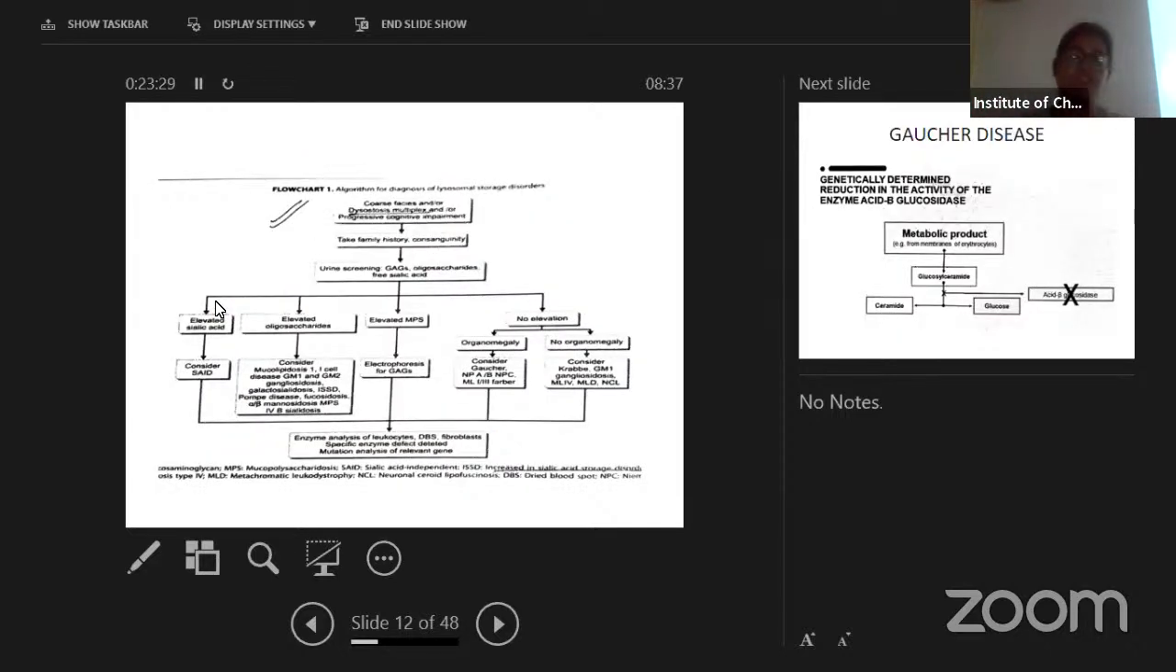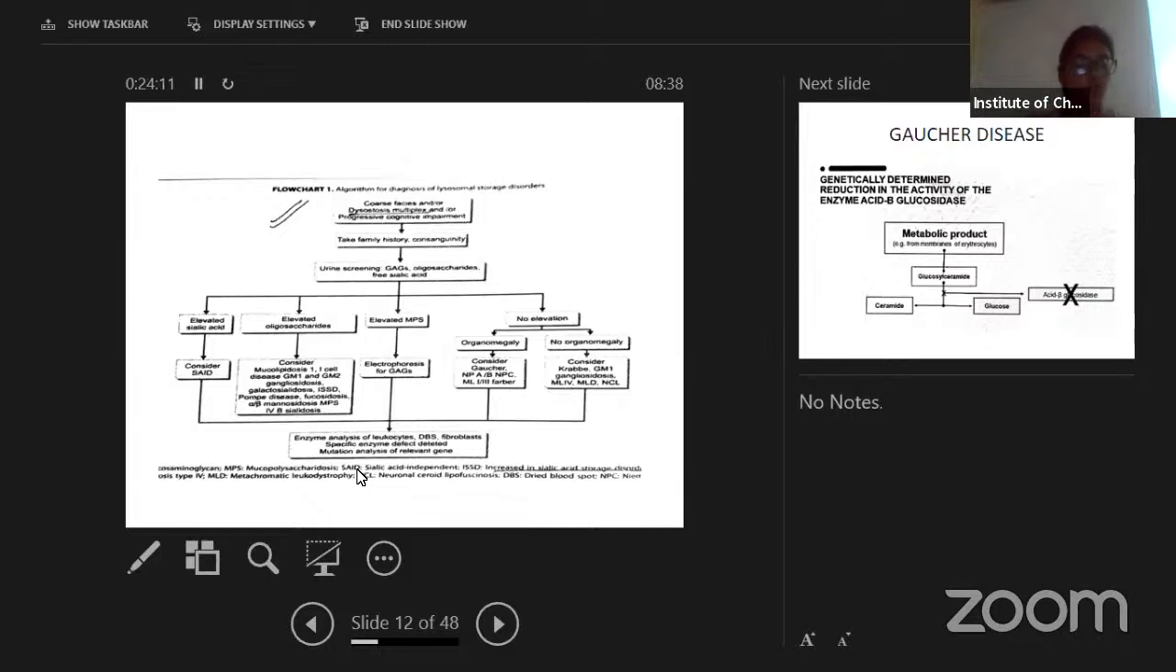So when the patient presents with coarse faces, hepatosplenomegaly, neurological abnormalities such as muscle weakness, cognitive impairment, first take a proper history, including the family history and history of consanguinity, and go for a thorough physical examination. And if history or examination is suggestive of any lysosomal storage disease, then we go for urine screening for GAG, oligosaccharide, and free sialic acid. If there is elevated sialic acid, consider SIAD. SIAD is sialic acid independent disease.